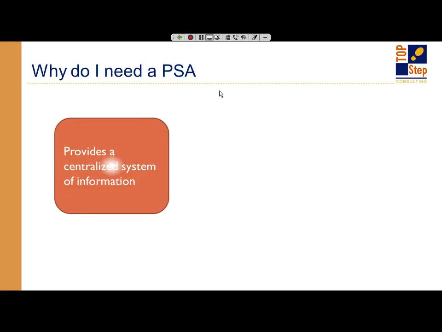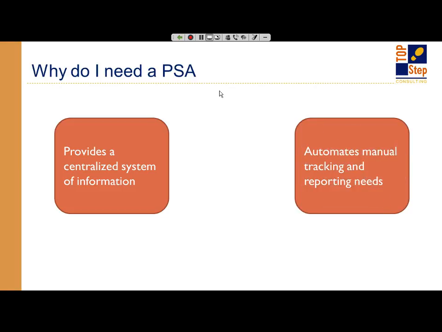So, we've already beaten a dead horse with the provides a centralized system of information. A PSA tool has automation as part of the name as well. And so it's meant to automate some of the things that you're doing manually. If you're computing utilization manually in spreadsheets, the PSA tool should be able to do that automatically for you by setting up equations or certain types of reports, and you just basically run the report and the data is already there. So that's where a lot of the automation comes from.